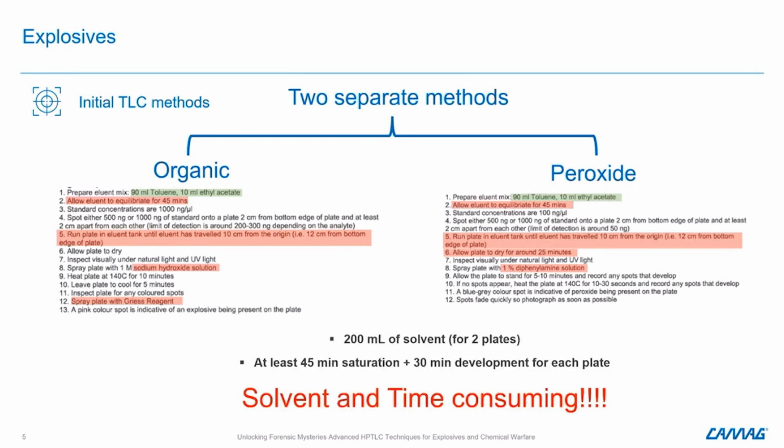When you look at the consumption of solvent, we had to use 100 milliliters for each plate. So in total, 200 milliliters of solvent. Then we had to wait for 45 minutes for the saturation, and then we had 30 minutes for the development of each plate. So the TLC methods are really solvent and time consuming.